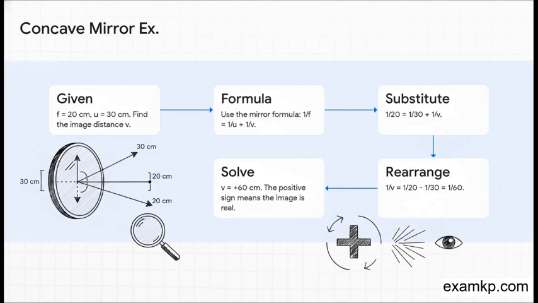So if 1 over V is 1 over 60, then V is plus 60 centimeters. And remember what I said about signs. That little plus sign tells us something very important. The image is real. See how it works? Great work so far, really.